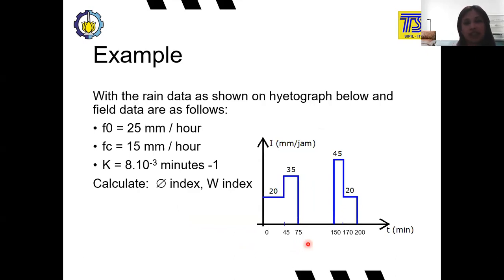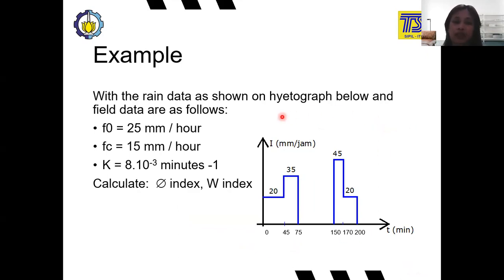This is the example of this calculation of infiltration and percolation. So from this example, we can also use the equation that we already learned before, like the Horton equation.